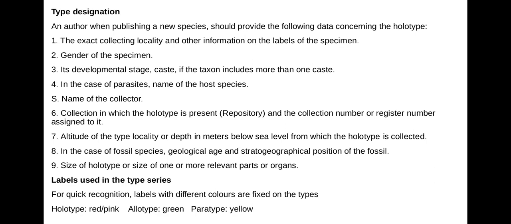In the case of fossil species, geological age and stratigraphic geographical position of the fossil, size of holotype or size of one or more relevant parts of organs, labels used in the type series. For quick recognition, labels with different colors are fixed on types: holotype red or pink, allotype green, paratype yellow.